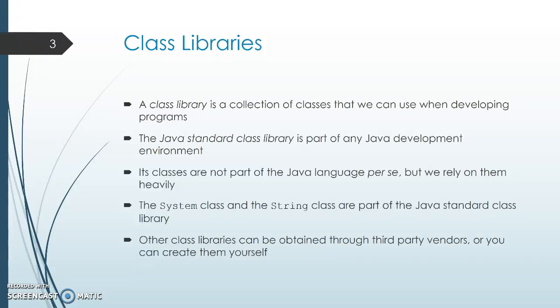A class library is a collection of classes that we can use when developing programs. The Java Standard Class Library is part of any Java development environment. Its classes are not a part of the Java language per se, but we rely on them heavily. The System class and the String class are part of the Java Standard Class Library. Other class libraries can be obtained through third-party vendors, or you can create them yourself.